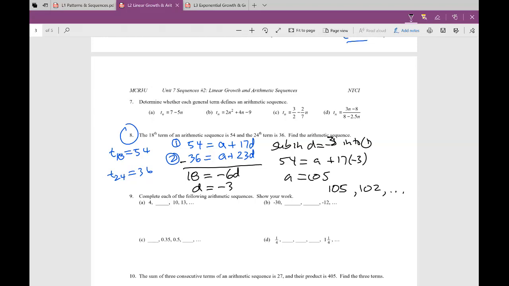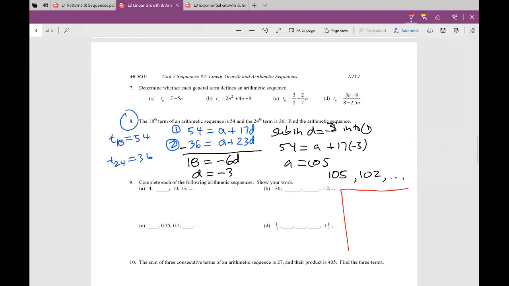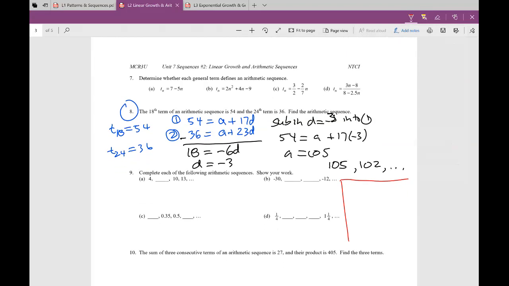Now, what we didn't talk about is what's the general term, so let's just do that in red. For this question number 8, I know I've not finished, let's just move it down here. To find the general term, we know the first term is 105, and we know the common difference is negative 3. So the general term would be 105 plus n minus 1 times negative 3. Now notice what I did. I just plugged it into the equation.